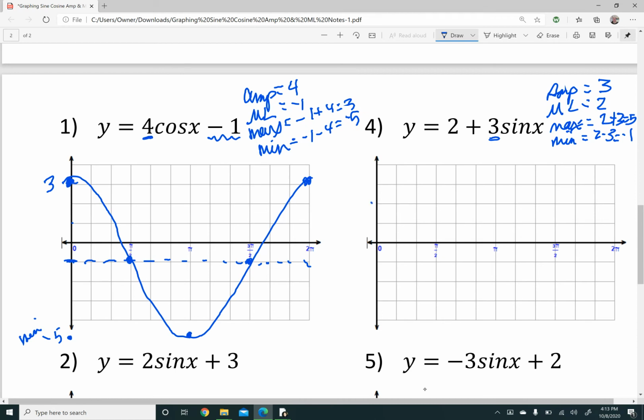So my midline is right here. So this is my baseline. I usually say baseline. And 2, 3, 4, my max is up here at 5. And my min is down here at -1. So the sine graph starts at the baseline or the midline, goes up to the max, back to the baseline, the midline, to the min, and then back to the midline. So my graph looks like this. Oh, it helps if I go through the point here.